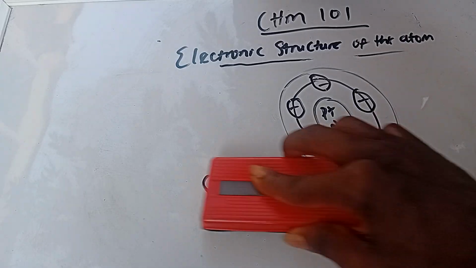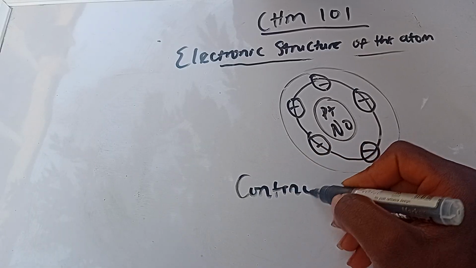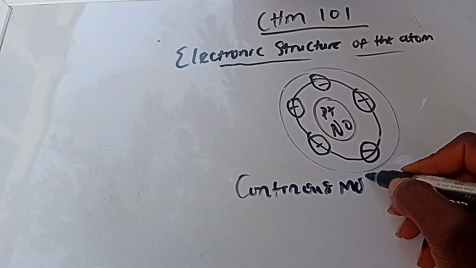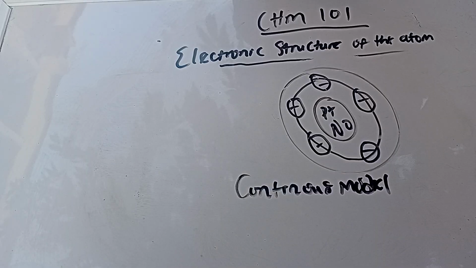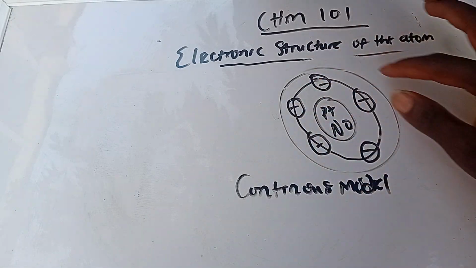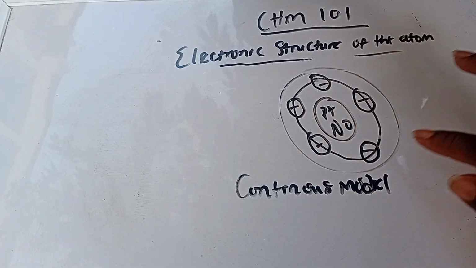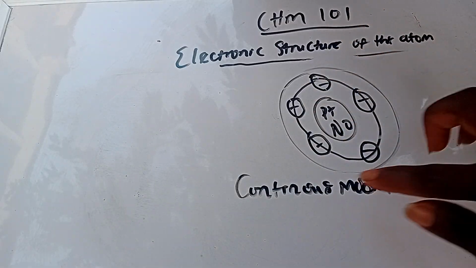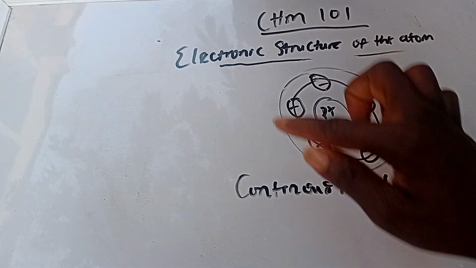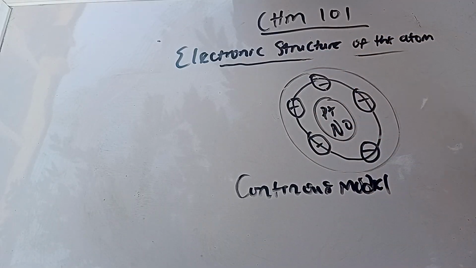Now the second model is the continuous model. This continuous model states that the electrons keep on orbiting the nucleus, like they are in constant motion, moving every time around the nucleus. Probably that's why they maintain that position outside the nucleus.